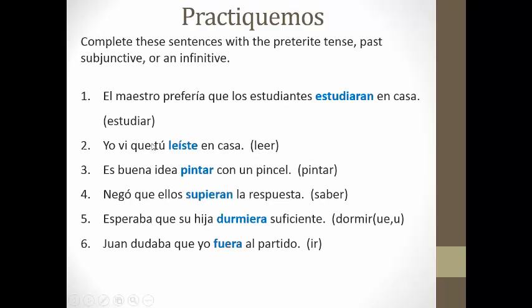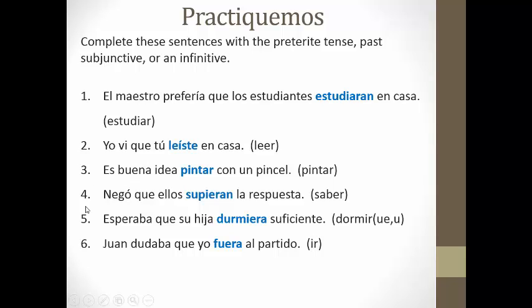Okay, repasemos. Number 2, I saw that you read at home. I saw. Is that a weird verb? No. So you cannot use past subjunctive here. This is just purely preterite. So we have leíste. Notice there's an accent. If you're wondering why, take a look back at that irregular preterite reference sheet I gave you.